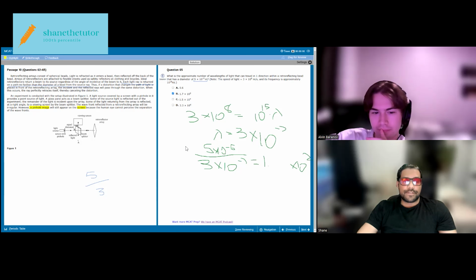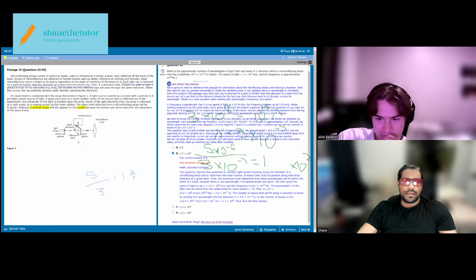So 3 goes into 5 how many times? Once, with a remainder 2. You take the remainder, you make it the numerator of a fraction with the same denominator. Oh, like 0.666. Yep, got it. Okay.